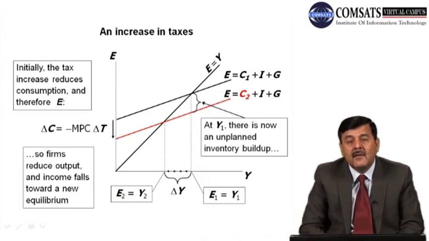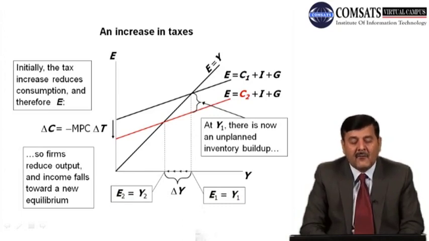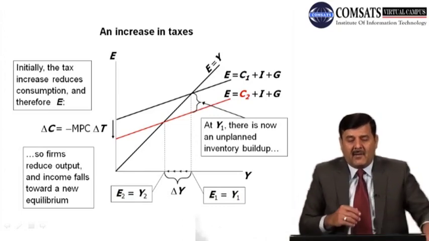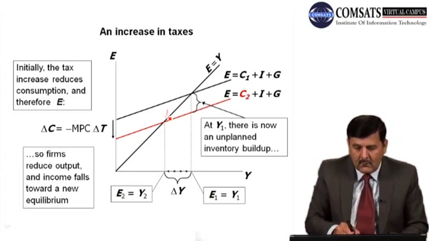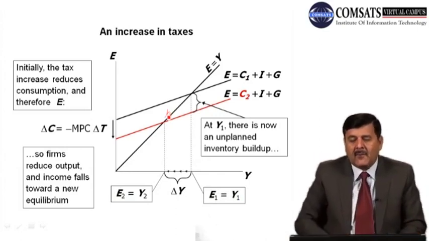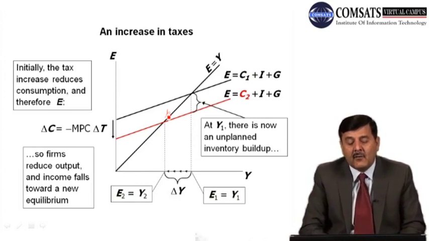So the curve will shift downward. When the curve shifts downward, there is a build up in the inventory investment. जब build up होगा तो firm will reduce output, and income falls towards a new equilibrium, and that equilibrium is at point B, where this new expenditure curve is intersecting the income line, and now the income is equal to Y2. Now with the increase in taxes, consumption में कमी हुई और उससे income level में कमी होगी.